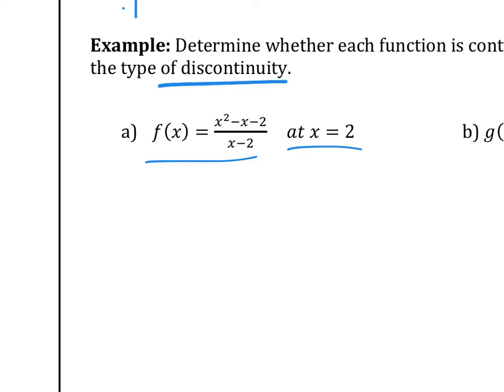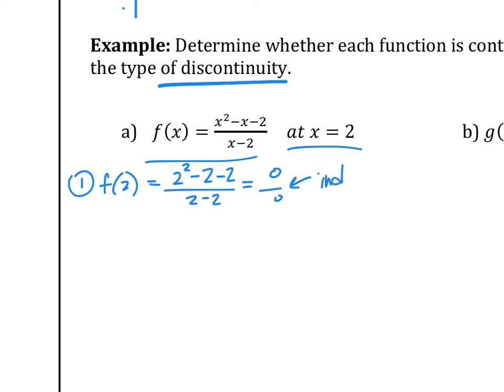Okay, so we need three things to prove continuity. First, it has to be defined at that number. So put 2 in, we get 2 squared minus 2 over 2 minus 2. That is 0 over 0, indeterminate. Please make sure you do write that. Do not write 0 over 0. Make sure you write indeterminate. All right, so that's kind of a problem.